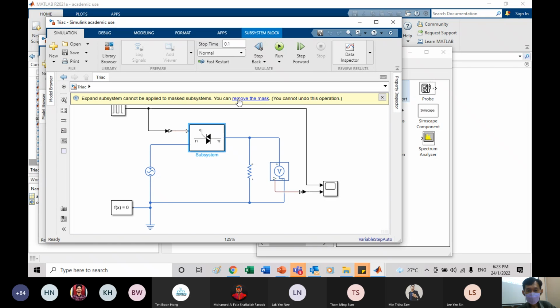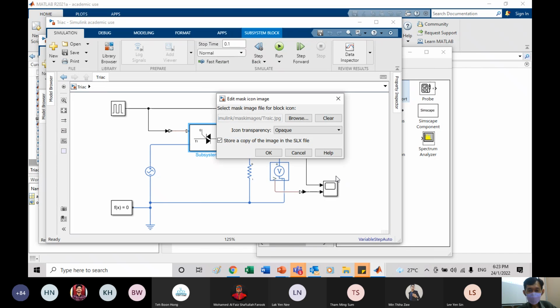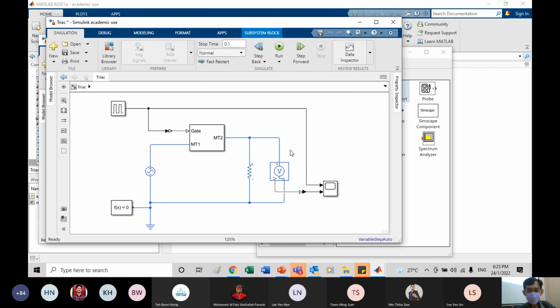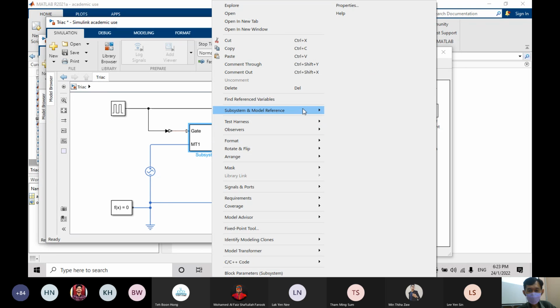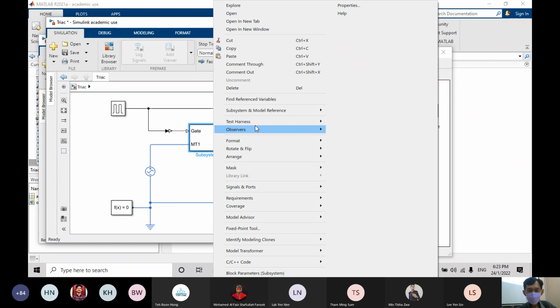You can remove the mask. Okay, I want to remove. Oh, okay. That means because I already put the picture there, so I remove the mask first. I clear the picture. Okay, now it becomes back this one. Good. Then I went. Oi, still cannot. There is a way, for sure.